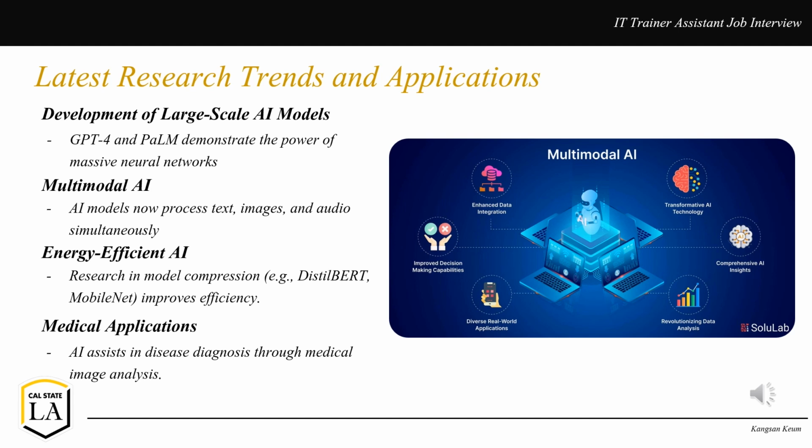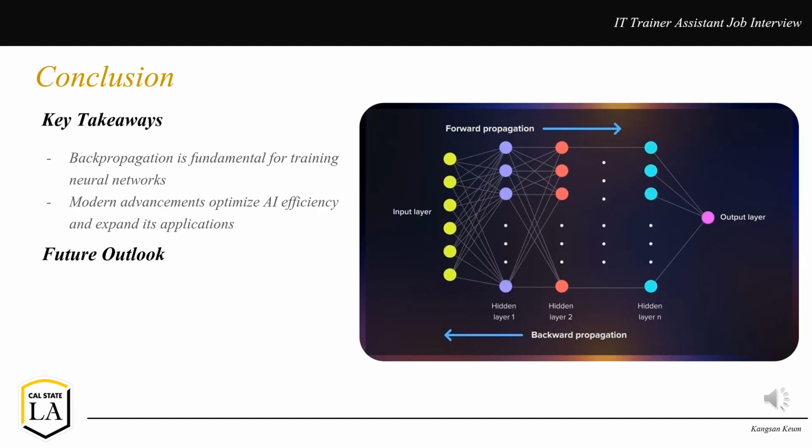To summarize, backpropagation is the foundation of modern deep learning. It allows neural networks to learn by adjusting weights based on error propagation. It has enabled groundbreaking advancements in AI, from large-scale language models to medical diagnostics. As AI continues to evolve, researchers are developing more efficient learning algorithms to improve speed, accuracy, and scalability.